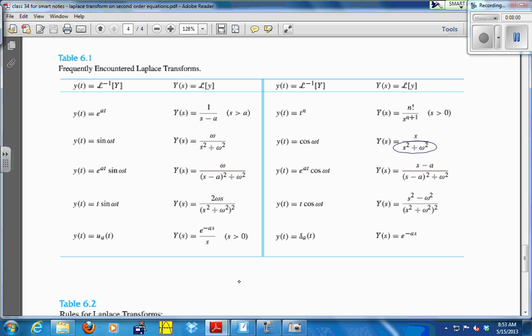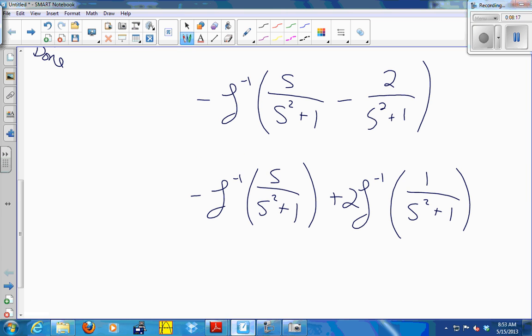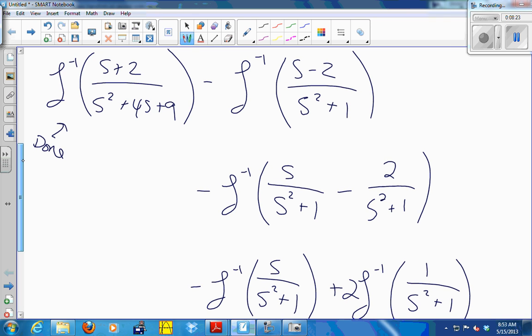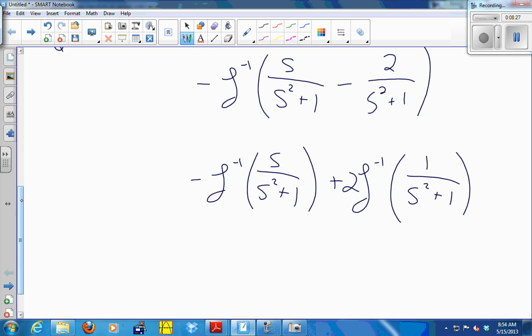Does that have something in the table? Yeah, that would be this one. So omega is a 1, so if I have a 1 in my numerator, that matches that entry of the table. So now I've broken this into 3 Laplace transforms that have entries in the table that I can just pull out. Plus this one, which I did in part B.